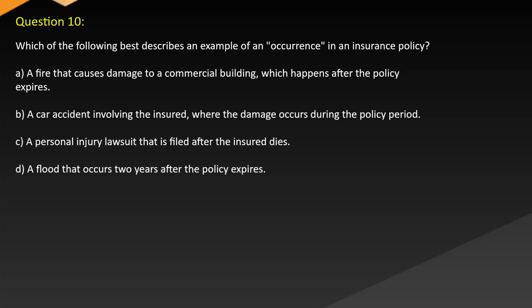Question 10. Which of the following best describes an example of an occurrence in an insurance policy? A. A fire that causes damage to a commercial building, which happens after the policy expires. B. A car accident involving the insured, where the damage occurs during the policy period. C. A personal injury lawsuit that is filed after the insured dies. D. A flood that occurs 2 years after the policy expires.